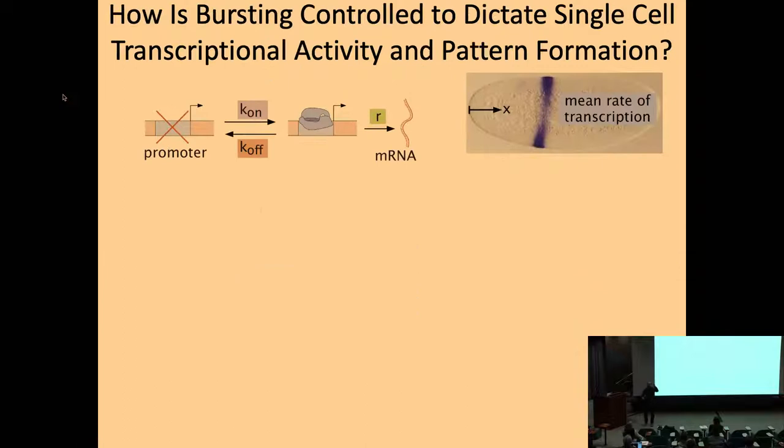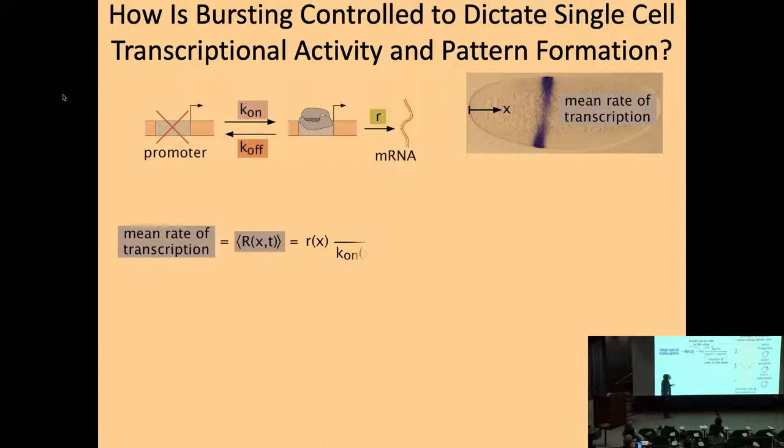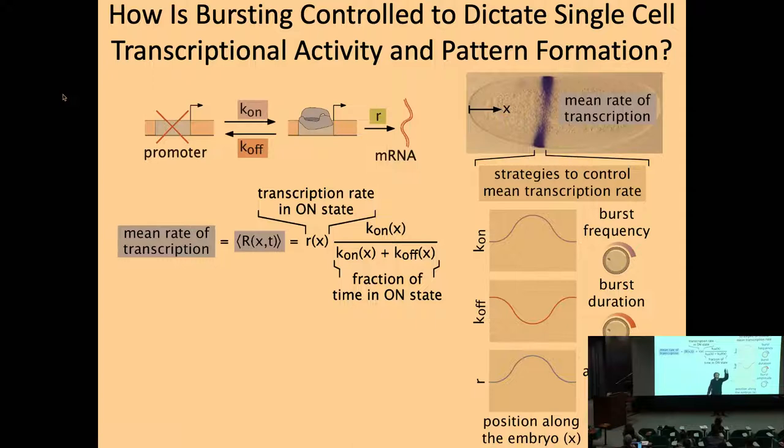But it's more detailed in the sense that we're asking now, how are cells modulating their bursting dynamics in order to generate that stripe? And if you mathematize this model, what you end up concluding is that if I want to make a stripe, I can do so by increasing the burst frequency, increasing the burst duration, increasing the burst amplitude, or any combination thereof.